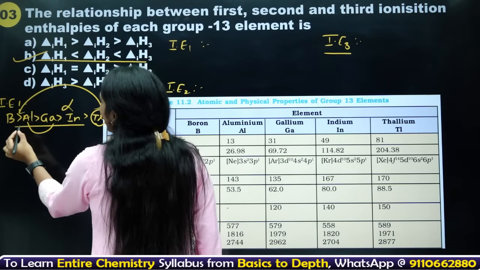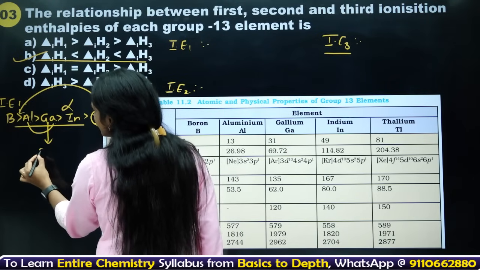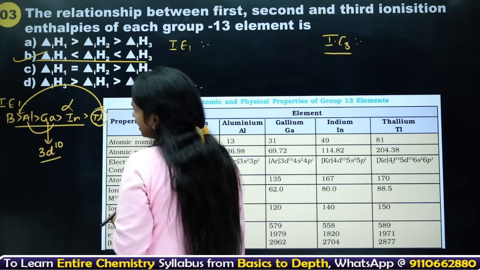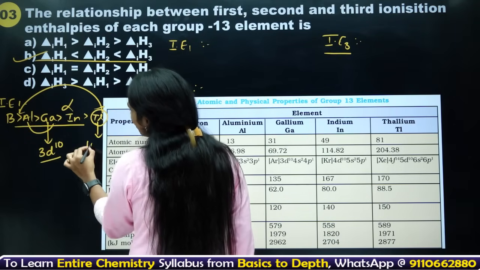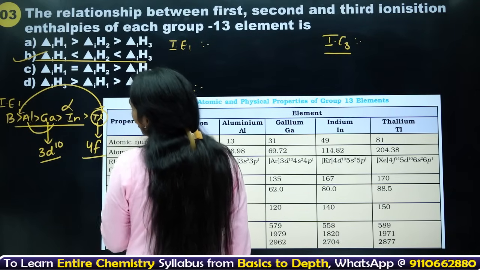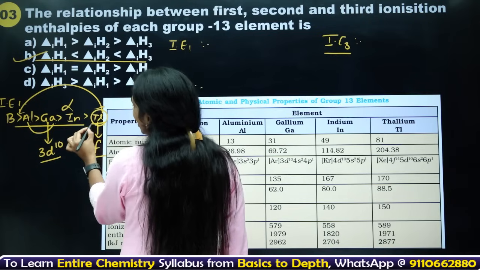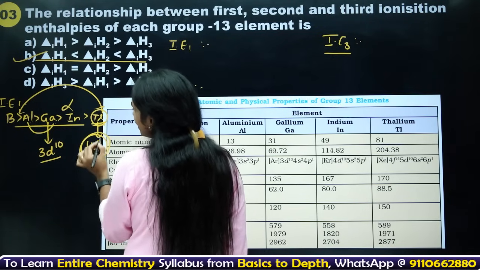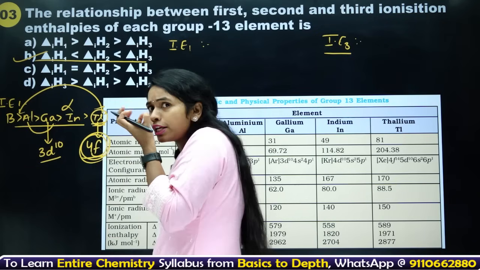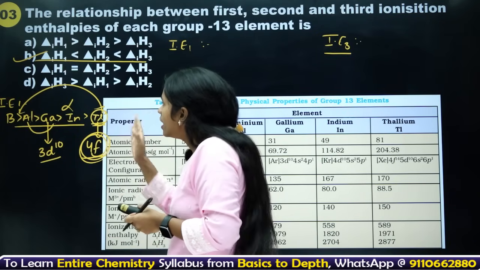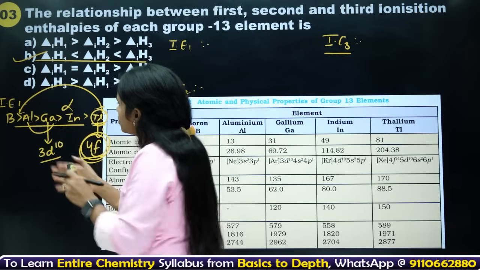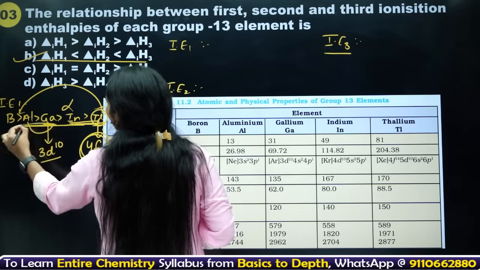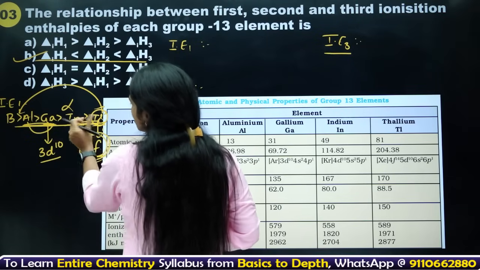Why is it so? In gallium, due to the presence of d10 orbitals, poor shielding we observe. And in thallium, due to the presence of 4f electrons, it is poor shielding. So due to poor shielding in thallium, the nucleus holds the electron so tightly. So thallium is one of the exceptions. In this, thallium is having high. In this, gallium is having high. This is one exception.